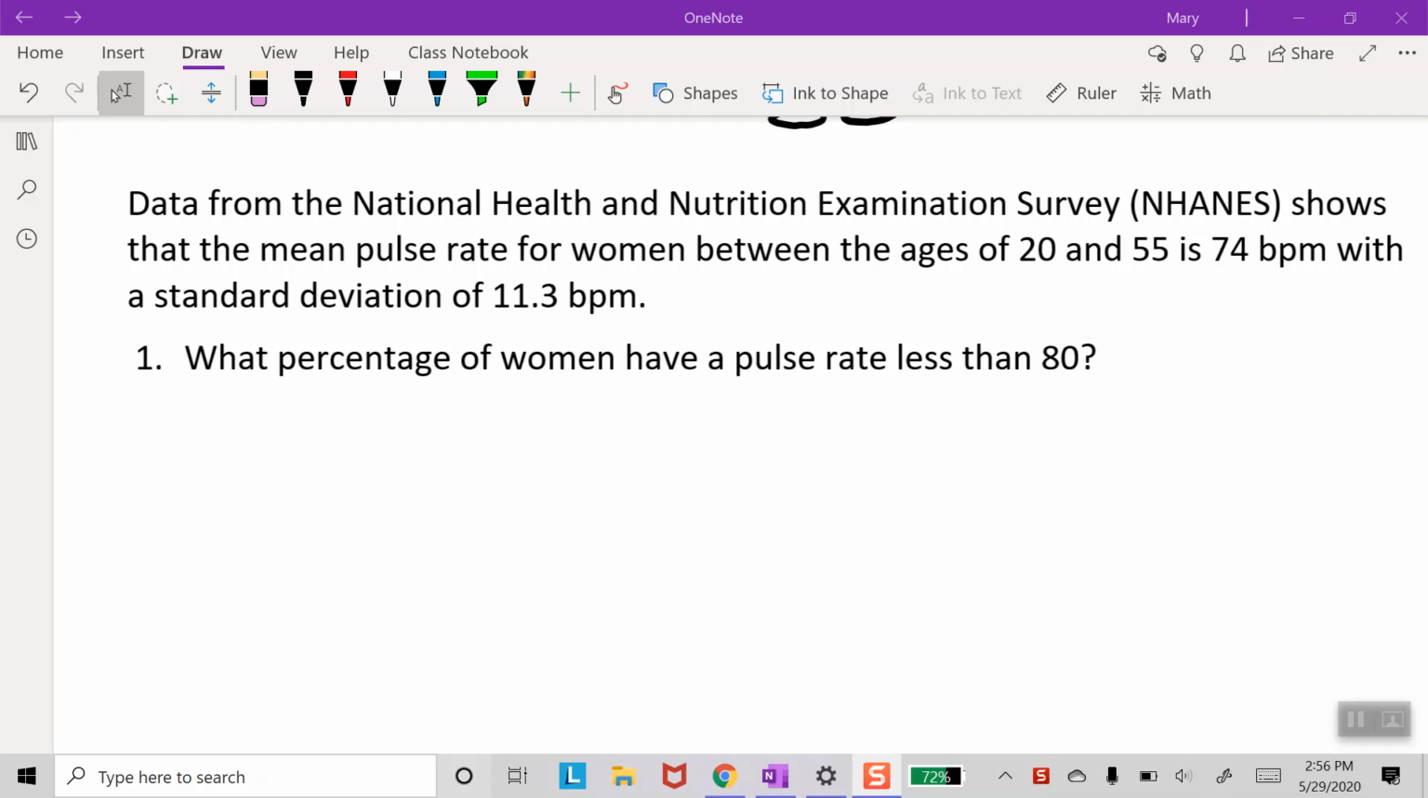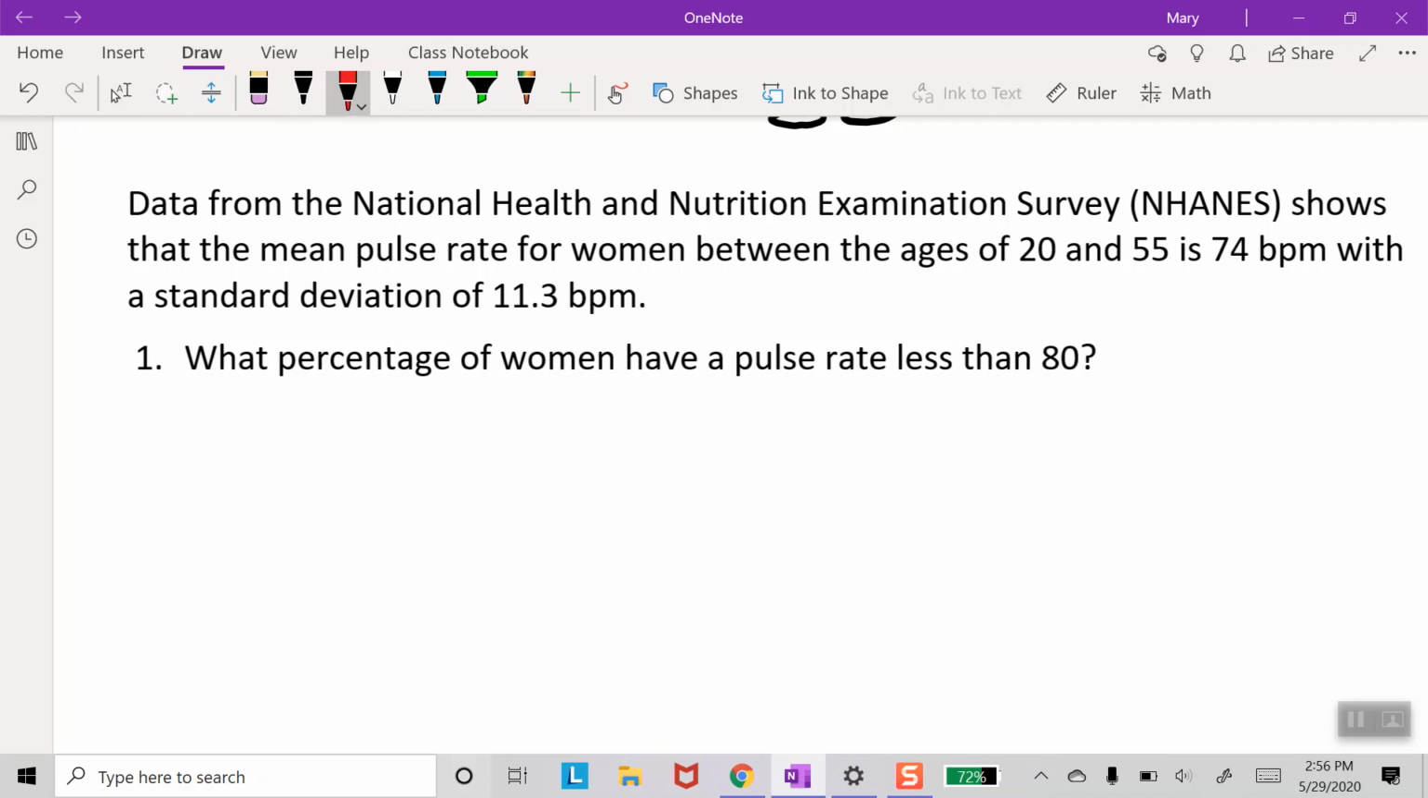So I want to encourage you, as I mentioned in the text of the lesson, to sketch these problems out before you jump right into using our StatCrunch tool called the normal calculator. The question for this, number one, is what is the percentage of women that have a pulse rate less than 80? So I'm going to encourage you to sketch it out.